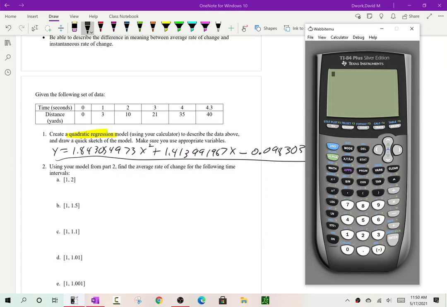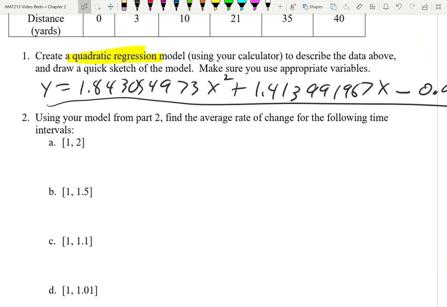Now, using your model from part 2, find the average rate of change for the following time intervals. Super interesting. Notice these are not parentheses. So first visual clue, this is not an ordered pair. This is not an X and a Y value. No, no, no. This is interval notation. It's starting at 1, ending at 2. These are both X values, or T values, time, whatever you want to call them.